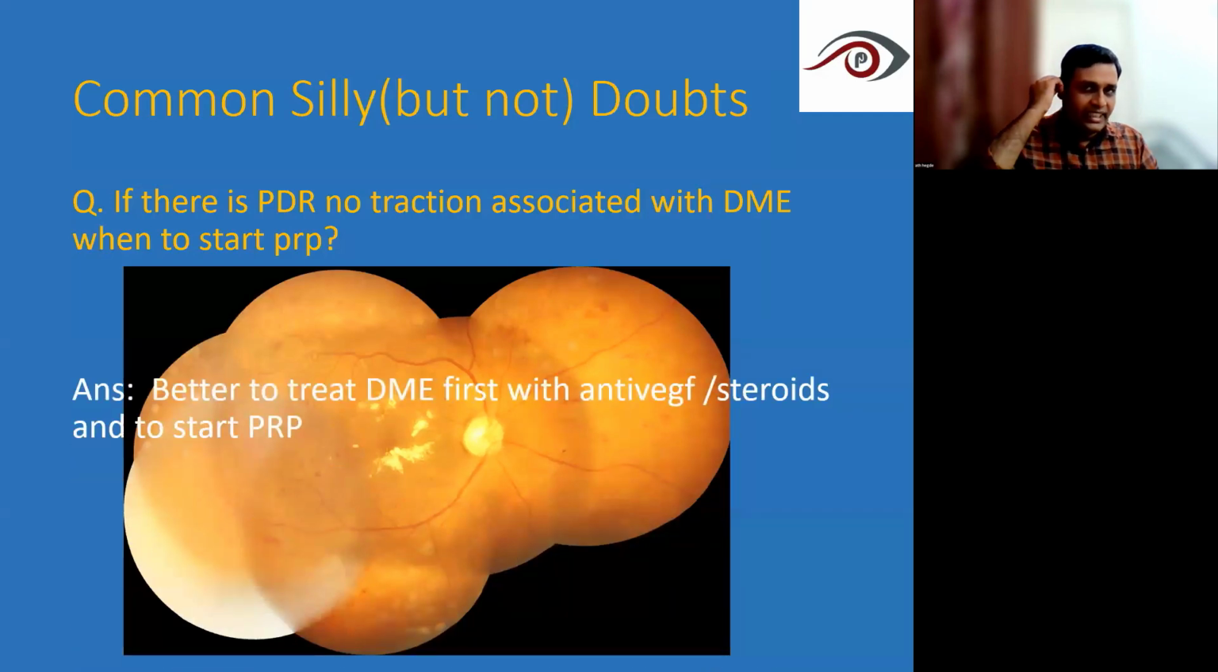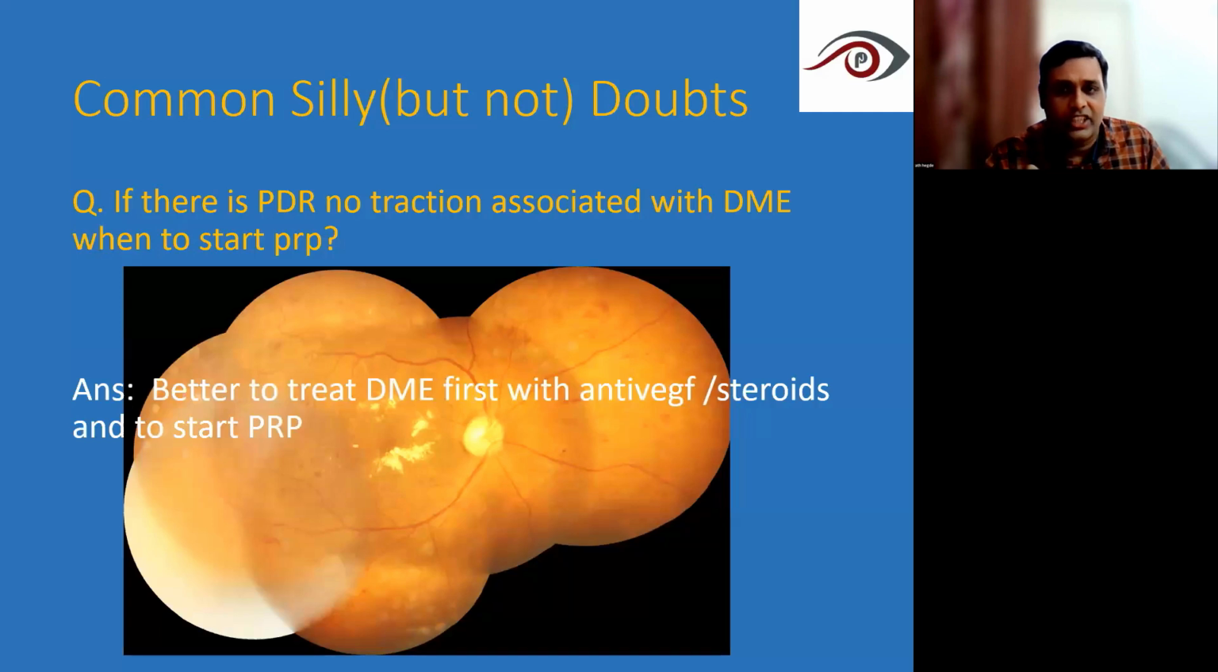After finishing the clinical trials, I'll go through some silly, well, not so silly, but the more common doubts which doctors have before doing the laser or when to start the laser. The first question: if there is a PDR and there is no traction associated with diabetic macular edema, when shall I start doing the laser? As I told you, the first and foremost important thing is to decrease the macular edema before doing the laser. I prefer to give anti-VEGF or steroids, then start doing the laser PRPs.